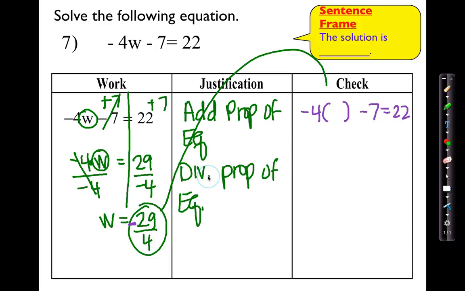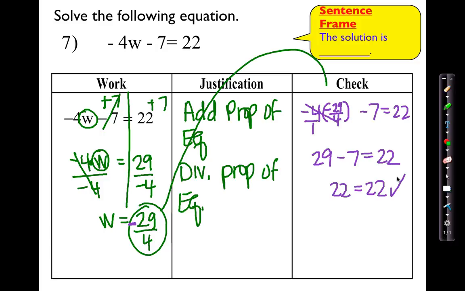So if I go ahead and I put in my negative 29 over 4, I'm going to go ahead and put this over 1. The 4's cross cancel, leaving me with a positive 29. Why? A negative times a negative is a positive. So we have 29 minus 7 equals 22. 29 minus 7 is 22. Is this true? The answer is yes.